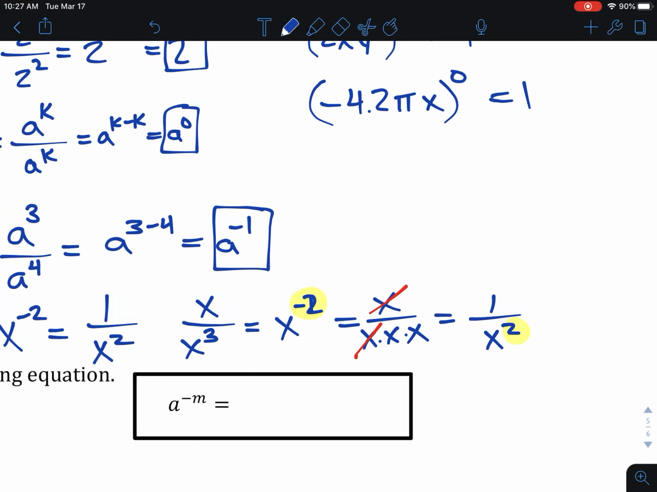So this becomes, for our rule, 1 over a to the positive m. If you see a negative exponent, it flips to the other location. If it were already on the bottom, say it was 1 over x to the negative 2, then that flips back up top, which is super crazy, but hopefully it kind of makes sense. Because if it was up top, it goes to the bottom, and then from the bottom, if it's negative, it goes to the top and becomes positive. That's kind of a tricky example.